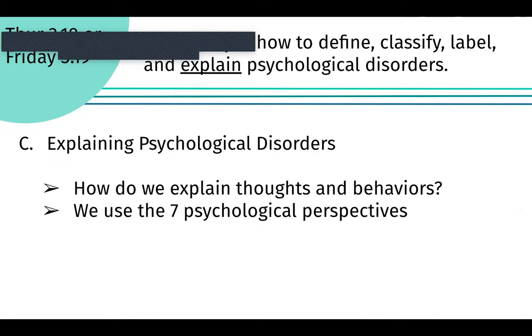So when we look at explaining psychological disorders, we have to ask ourselves, and you don't have to write this part down, okay? Write down C, but don't write down these bullets here. We're really asking ourselves, how do we explain thoughts and behaviors? And we're going to be using the 7 psychological perspectives. I have been bringing these up throughout the year. I like to teach these now instead of at the beginning of the year, because this is technically Unit 1 stuff, and we have learned so much throughout the year that we can apply it directly to the disorders. So we're going to go over the 7 perspectives now.